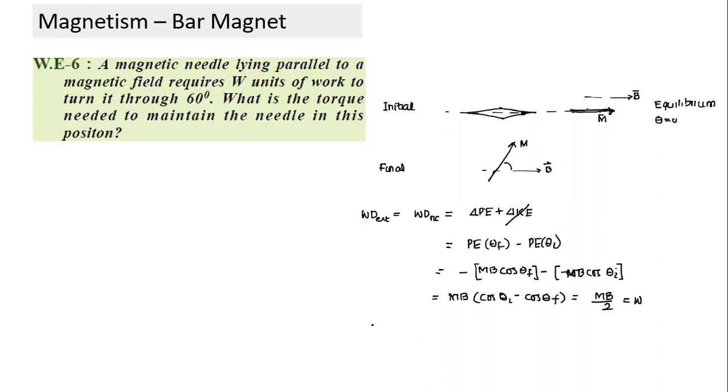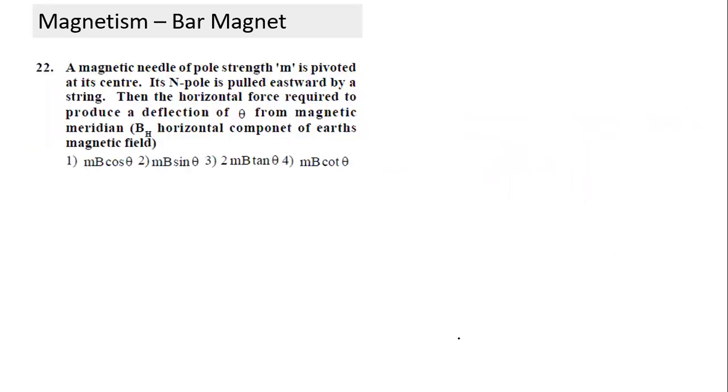Torque required will be how much? Torque will be equal to MB sine 60. Where for the value of MB, substitute MB equal to 2W here. So MB is equal to 2W, and torque is 2W into root 3 by 2. That's the torque required. And if you go through your old questions, this question we have also done in the case of an electric dipole. Next question: pole strength created at the center.